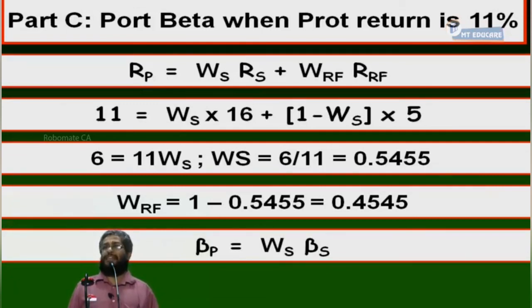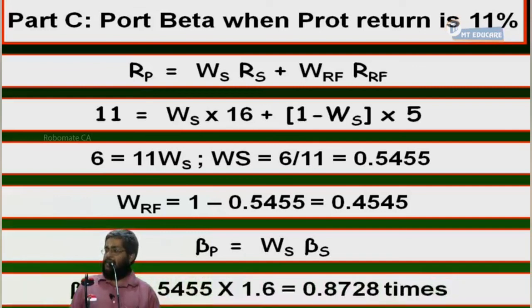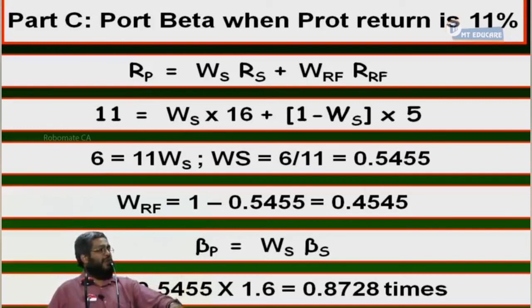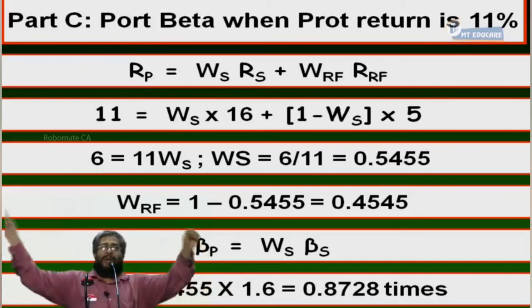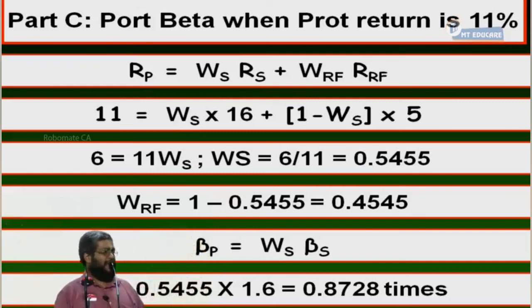So beta P is equal to what? The weight of security 0.5455 into 1.6. What is it? 0.8728 times. Beta of the portfolio is equal to 0.8728 times. In this portfolio, if I want to earn 11% return, how much do you take as risk here? 0.8728 times. I have to take that as risk for earning that particular return. If I want more return, more risk. Less return, less risk.